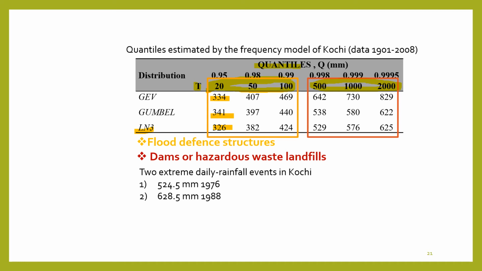If we use a larger return period, or we want to estimate larger values, then we will have some discrepancy here, different estimation for different distribution models. So remember, how do we know which distribution model is the best? We need to do, as I've mentioned before, the goodness of fit test, GOF. That is how we choose which distribution model is the best.